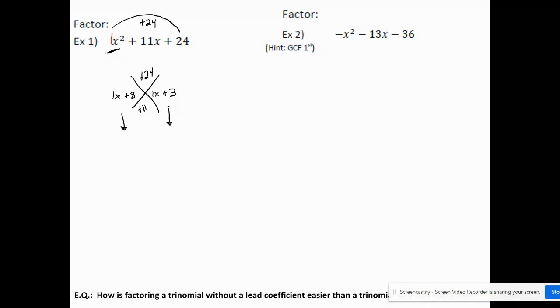And here's our final answers. It doesn't change anything to divide by 1. So the first parenthesis is x plus 8. And the second parenthesis is x plus 3. And there's our final answer. Okay.